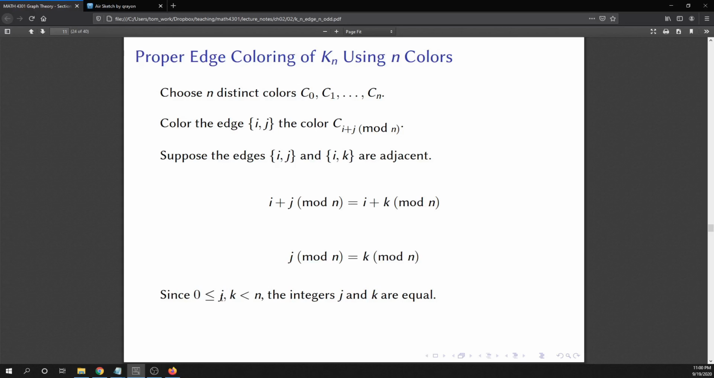All right, so because j and k are already greater than or equal to 0 and less than or equal to n minus 1, that implies that j and k have to be equal to each other. Because they are in the range of the remainders, the unique remainders guaranteed to us by the division algorithm, okay?